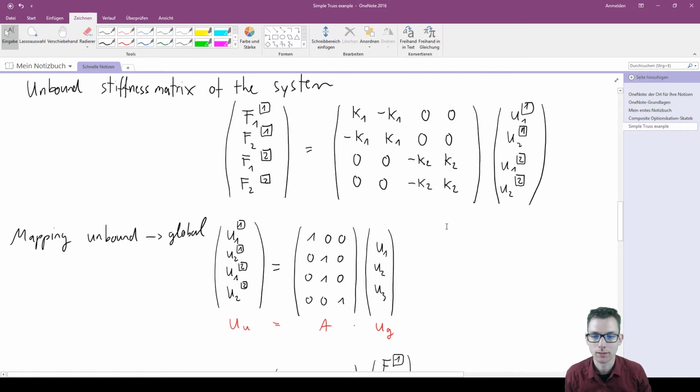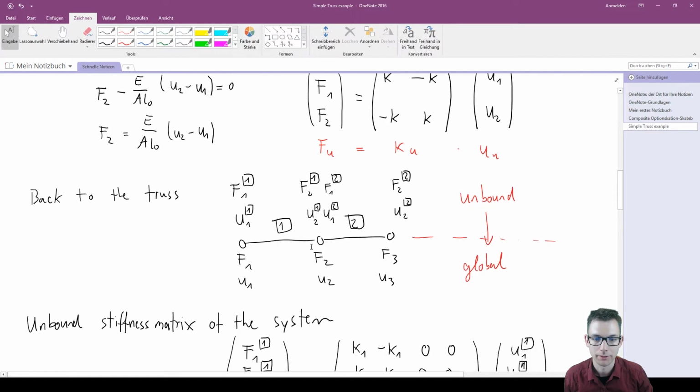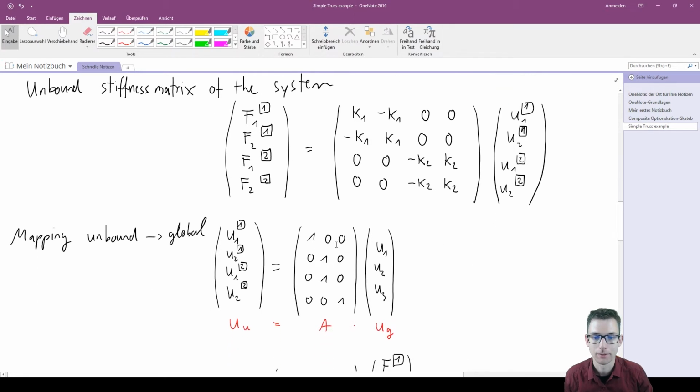And for that reason, we first couple global and local displacements. So you can see the 4 displacements over here. They are corresponding to displacements in the global perspective, and you can express that with a Boolean matrix. So you denote 1 wherever the displacements are the same, and 0 where they are not. So U1 of element 1 is the same as U1 global, and U2 of element 1 is the same as U2 global, but also U1 from element 2.